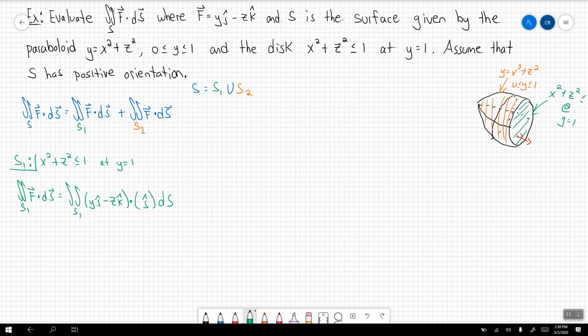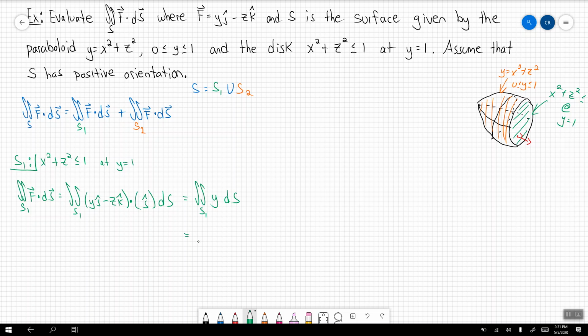Now that we have this, we can start setting this up using our forms with double integrals. So let's find that dot product here. That dot product is just going to be y. There is no z component there, so it's just y dS. Looking pretty good so far.